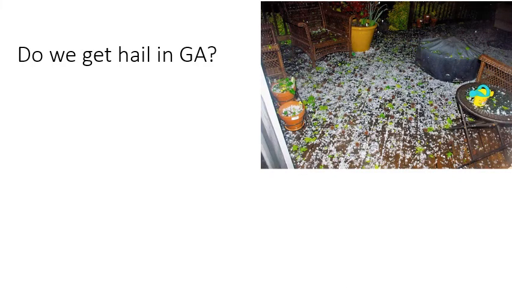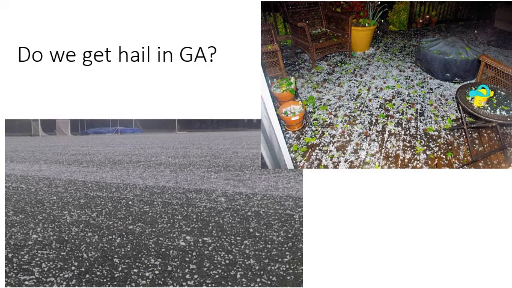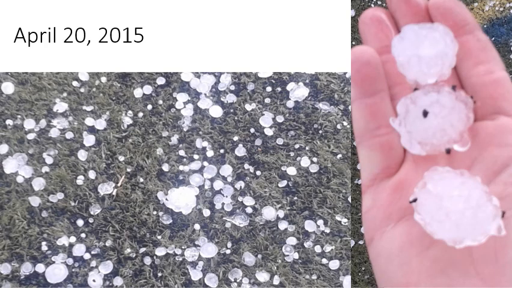Now, do we get hail in Georgia? The answer is yes. The picture in the upper right, that's my back deck on a spring afternoon, spring evening. The picture in the lower left, that's the Centennial Stadium field. This was a really bad hailstorm we had, and this was actually during the school day. April 20th, 2015. The whole field got covered with hailstones, and you can see the size of them on the right. They were about quarter size hail, so enough to do damage to your cars.